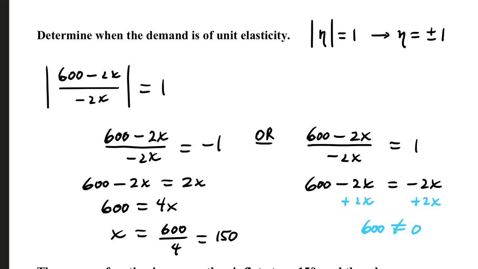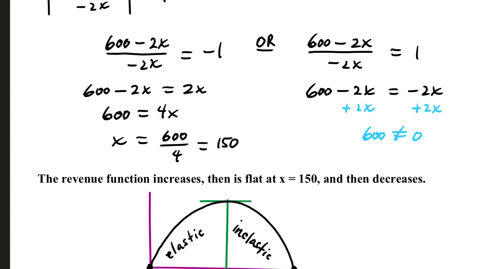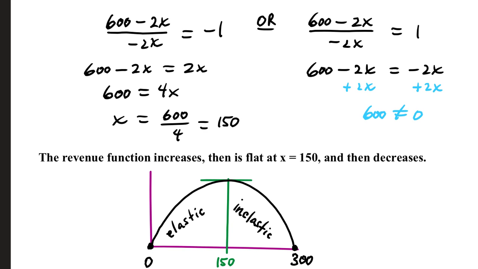Since 150 is the number of units for unit elasticity, we know that 150 marks the top of our revenue curve at the halfway point. And sure enough, when we sketch this from 0 to 300, remember that's our original domain, 150 is directly in the middle. 150 marks the top of our curve. So the revenue function increases or is elastic until you hit 150 units, and then it decreases after that, marking your intervals of elastic and inelastic.